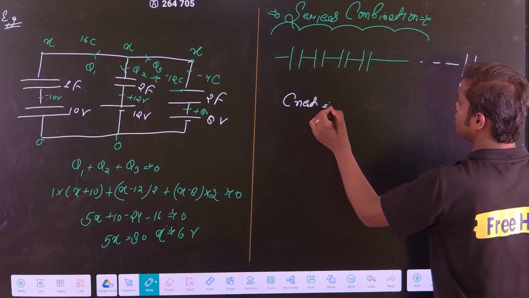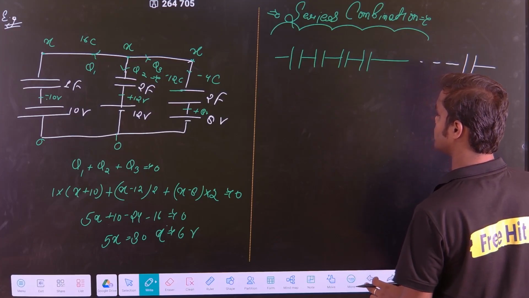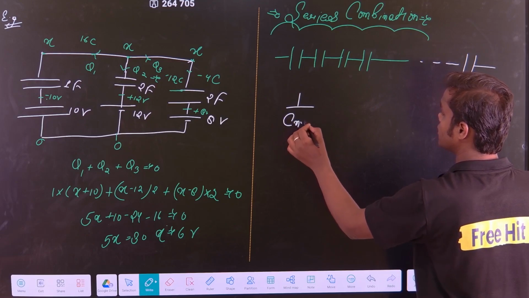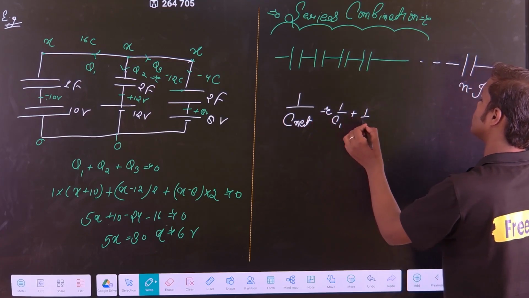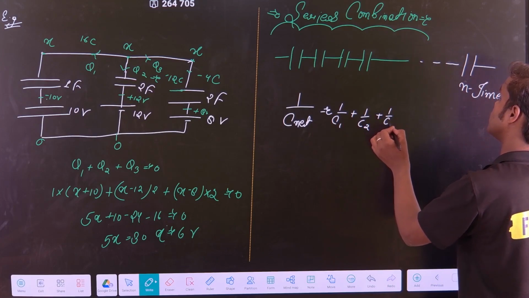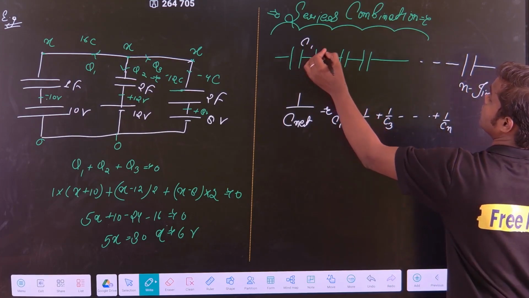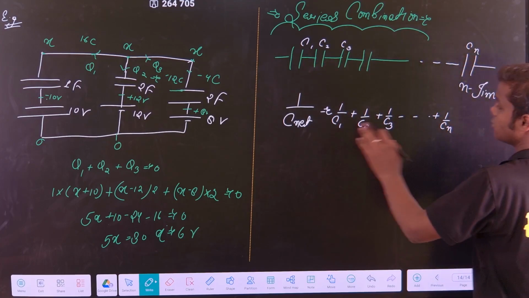See, there is a derivation, but I am not going into it, the same derivation which we have seen in current electricity. I am just writing the direct answer you will get. 1 upon C net is equal to 1 upon C1 plus 1 upon C2 plus 1 upon C3 dot dot plus 1 upon Cn. This is C1, this is C2, this is C3, like that, up to Cn.